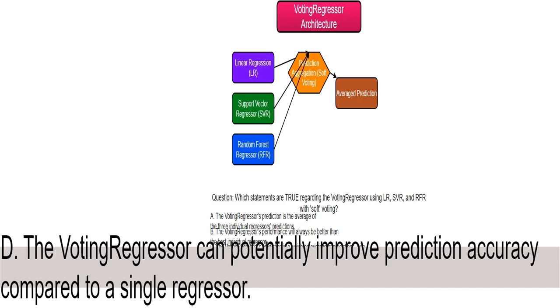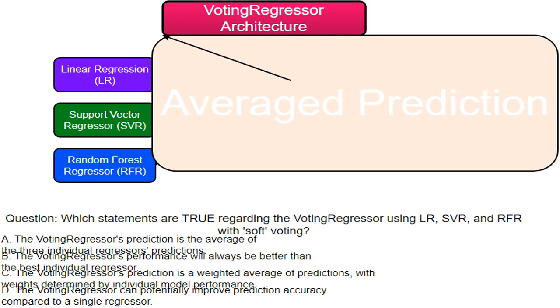Statement D gets to the heart of why we use ensemble methods like voting regressor. The idea is that by combining different models, each with its own strengths and weaknesses, you can get a better overall prediction than any single model could achieve on its own. Think of it like this: one model might be great at spotting certain patterns, while another excels at something else. Combining them can improve the chances of capturing all those patterns accurately. Statement C is incorrect. I want to clarify that standard voting regressor, using soft voting, as mentioned in the question, does a straightforward average. It doesn't give more weight to a model that performs better than another. That's a key difference to remember.